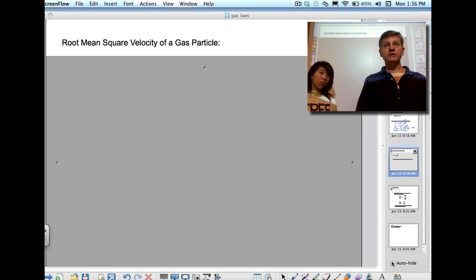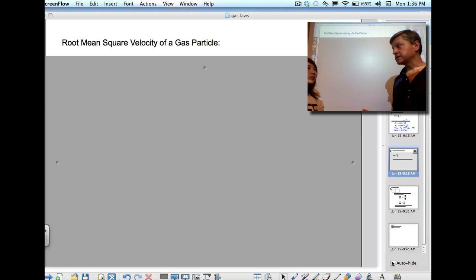You can think of root mean square velocity as kind of an average speed. When you've got a collection of gas particles at a certain temperature, they're not all moving at exactly the same speed. There's a distribution. Some are moving really fast, some really slow, and most are moving in between. That number is called the root mean square velocity.